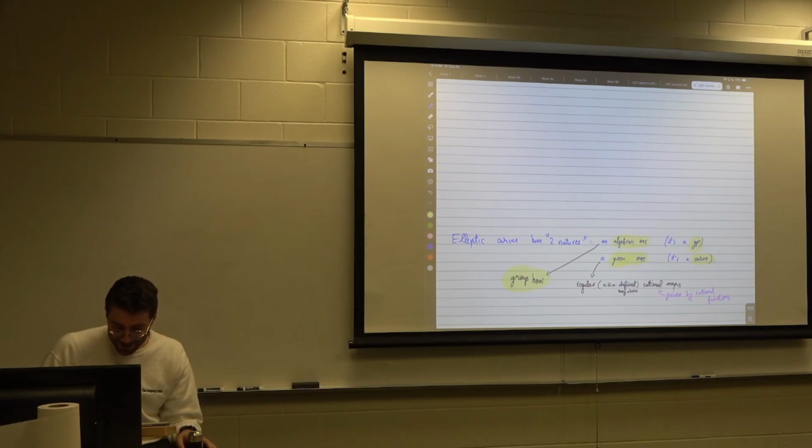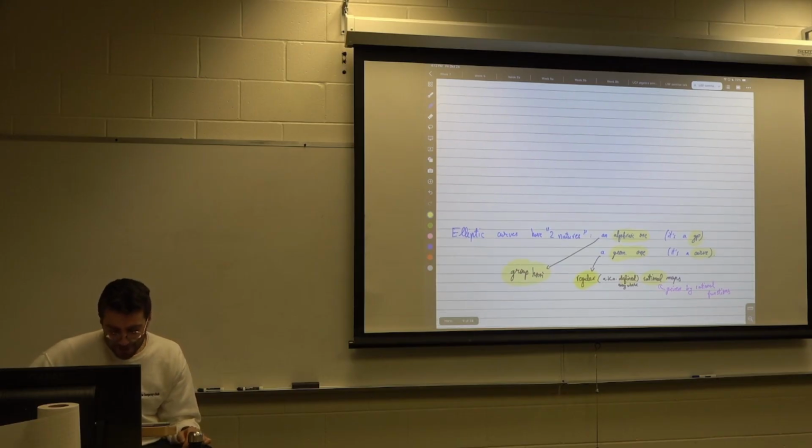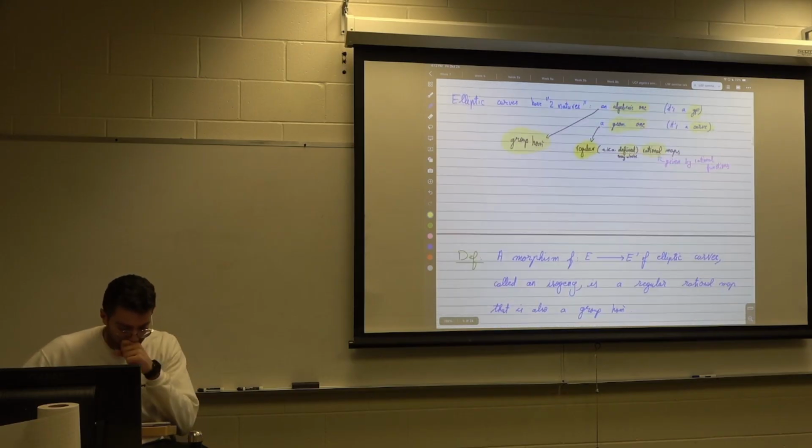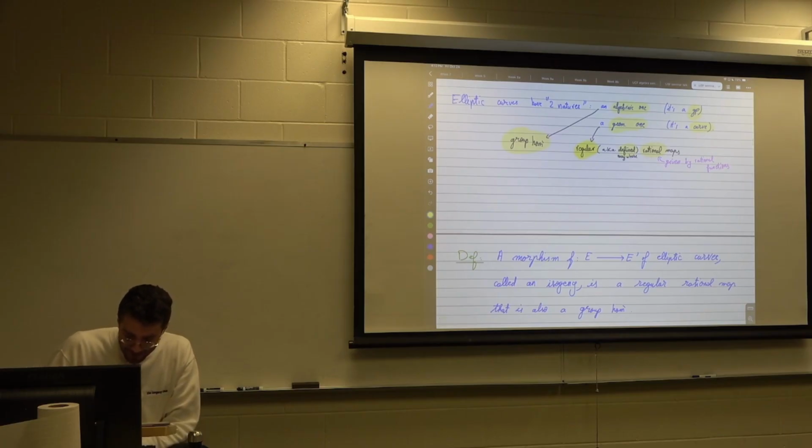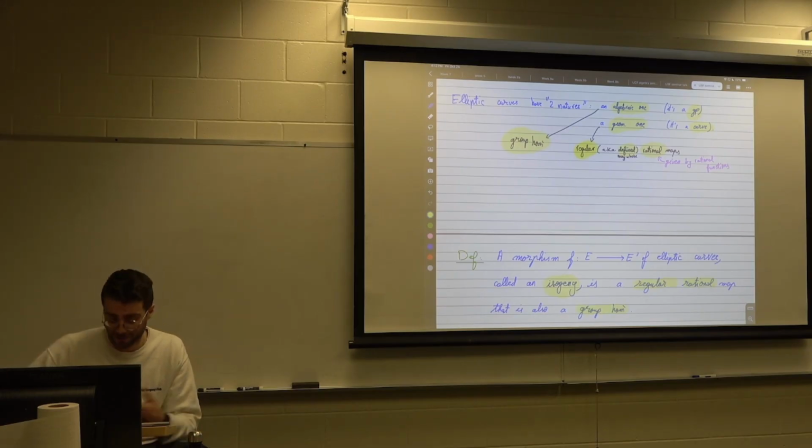But then a morphism of curves is a little more subtle, and basically it has to be a map that is both regular, sometimes people call it defined instead of regular, but I'm just using the word regular here, and rational. Rational means you can write it down as fractions of polynomials. Regular means that you're not dividing by 0 without realizing it, essentially. So these are the two natures. Let's write down the definition. A morphism of elliptic curves, which we're going to call an isogeny, is basically a regular rational map that is also a group homomorphism. Very simple. This makes sense philosophically.